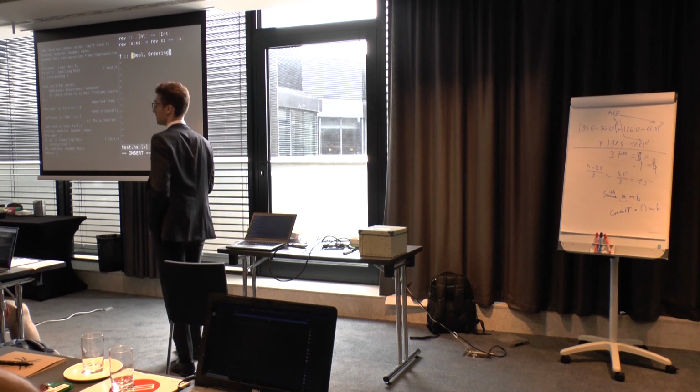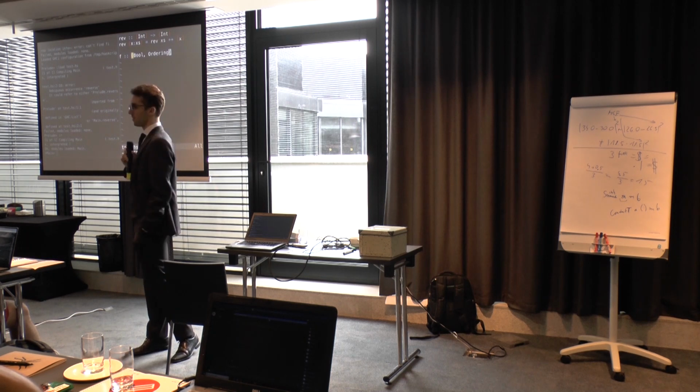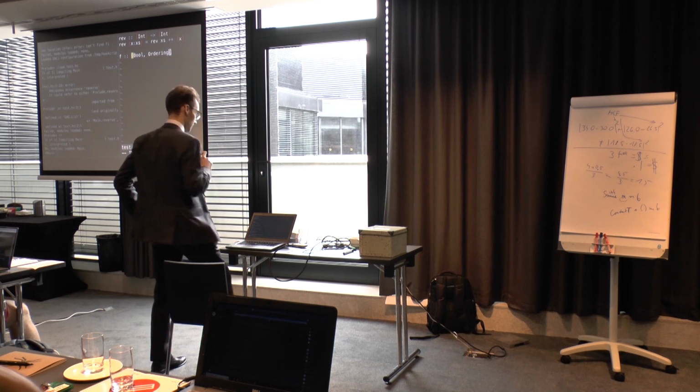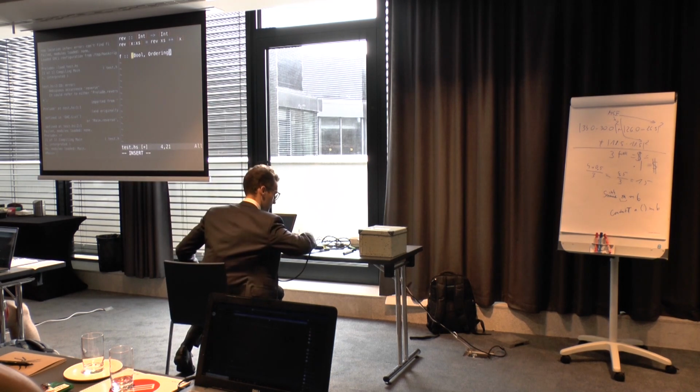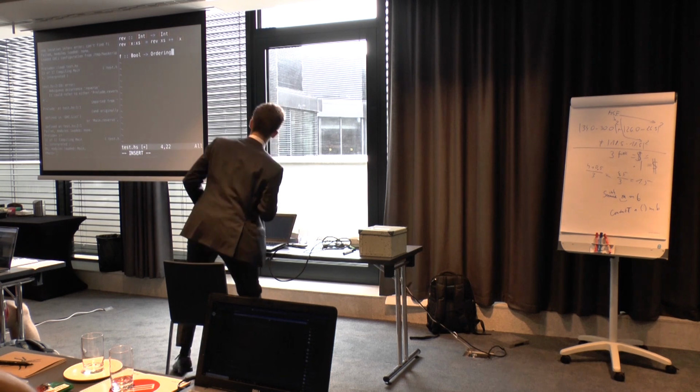How many of these are there? 6. Why 6? It's a product type, exactly. So there are 2 options for Boolean, and you also need an ordering. There are 3 options for that, so there are 6 total options. And now, how many of those are there?